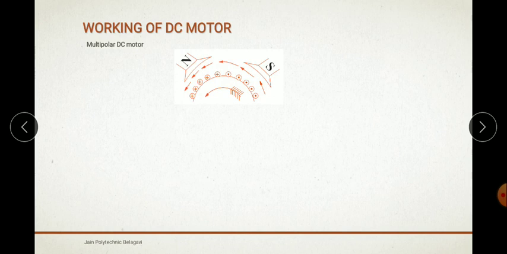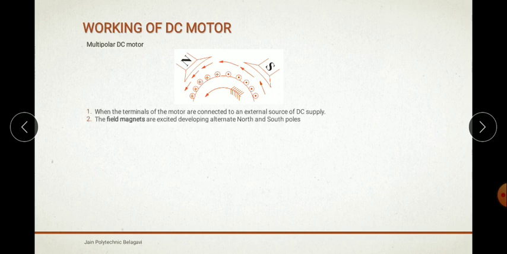So here, when the terminals of the motor are connected to an external DC supply, the field magnets are excited, developing alternate north and south poles. Here you can see the north pole and the south pole, which develop the field magnet. Next, the armature conductor carries current. The conductors under the north pole of the multipolar DC motor carry current in one direction, while all the conductors under the south pole carry the current in the opposite direction.